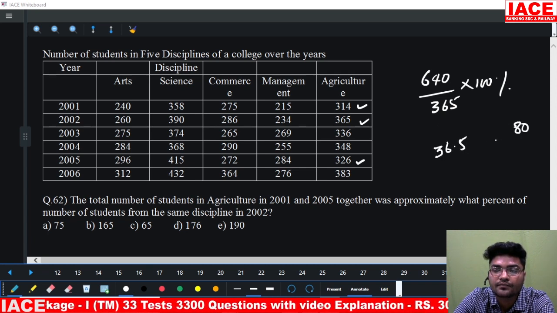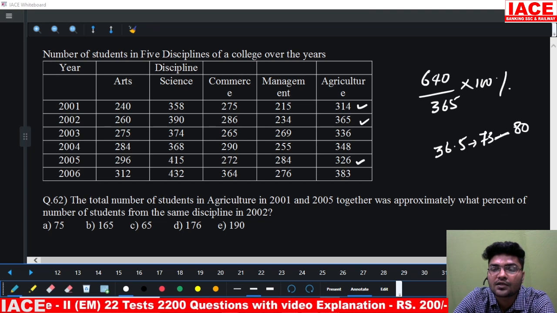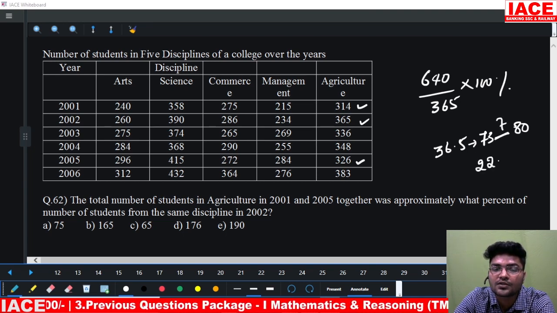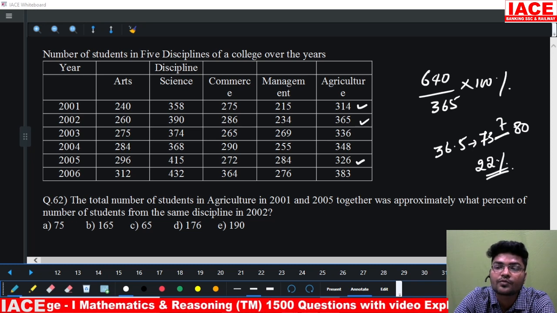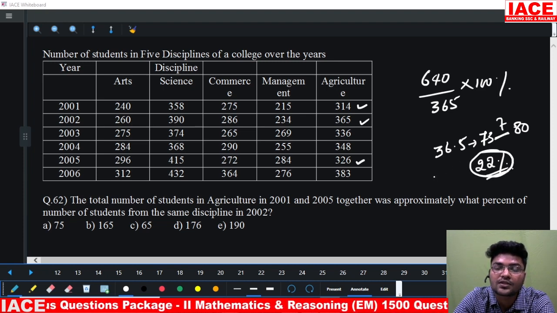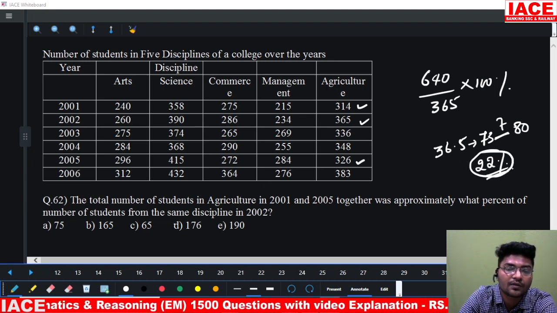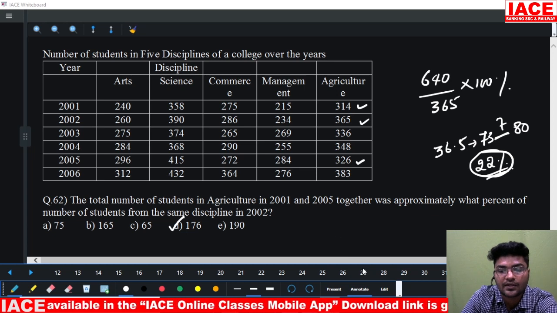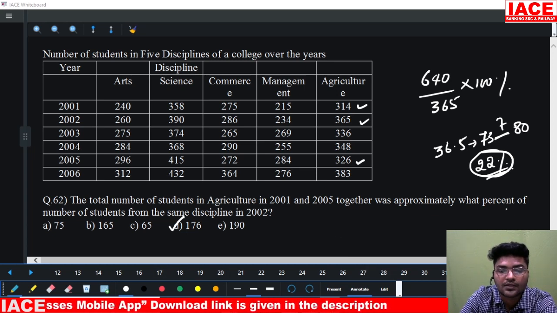I want 80. So double of 36 will be 73. How much is the difference again? 7. So it is almost around 22 percent less than 200. Almost around that number means 176. 176 will be our correct option, that is option D. Next question.